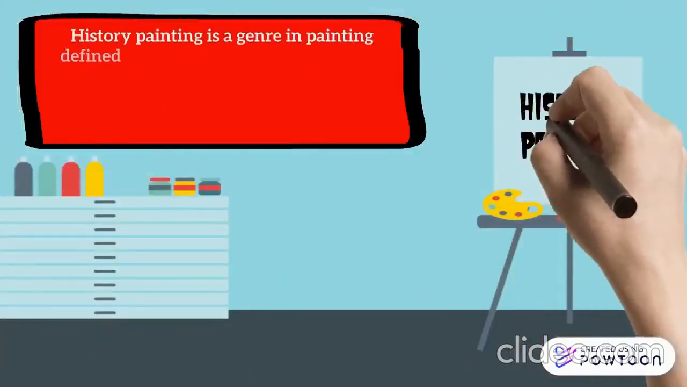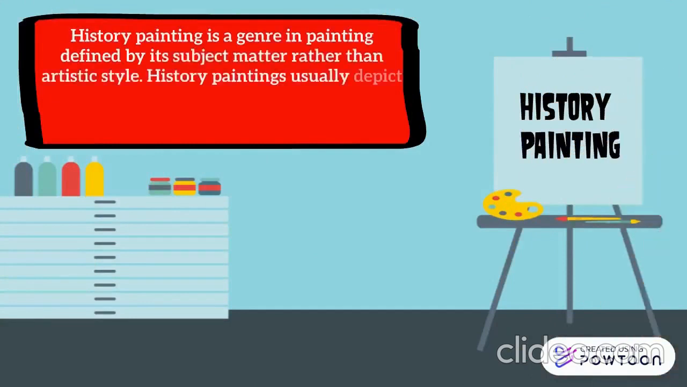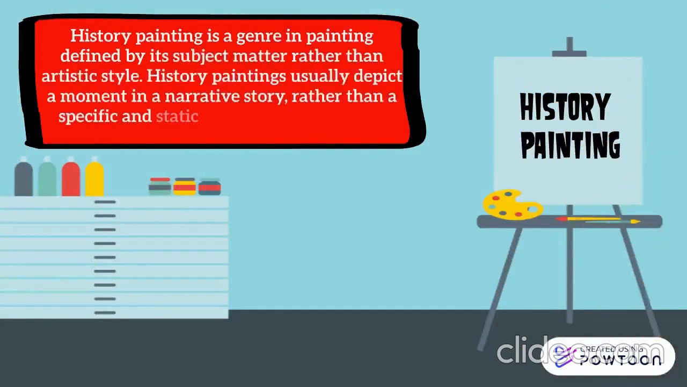History painting is a genre in painting defined by its subject matter rather than artistic style. History paintings usually depict a moment in a narrative story, rather than a specific and static subject as in a portrait.